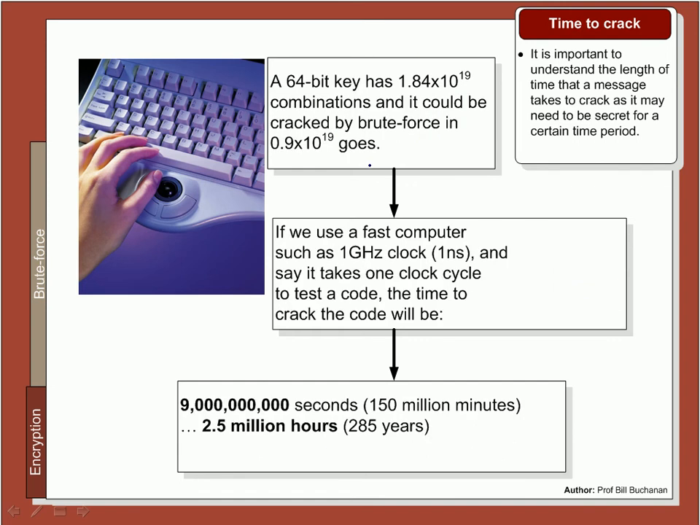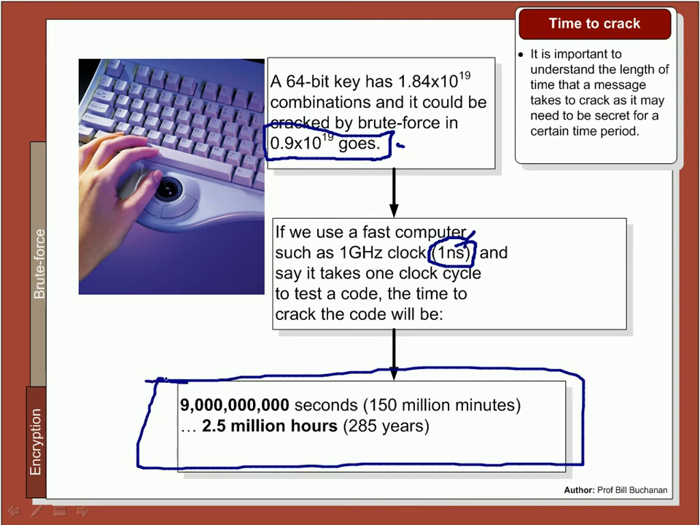So we need to determine how long it will take by brute force to crack it. Let's say that on average it will take 0.9 times 10 to the 19 goes. And we take a fairly fast computer with a 1 gigahertz clock, so it checks once every billionth of a second, or 1 nanosecond. If we do the calculations, we get that the code will be cracked inside 9 billion seconds, or 150 million minutes, or 2.5 million hours, or 285 years.